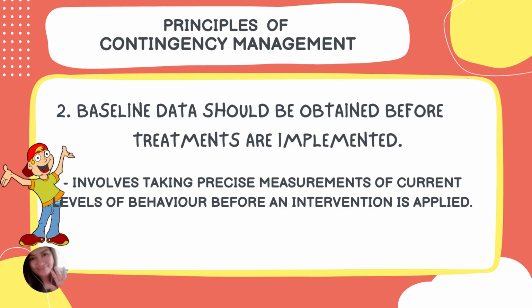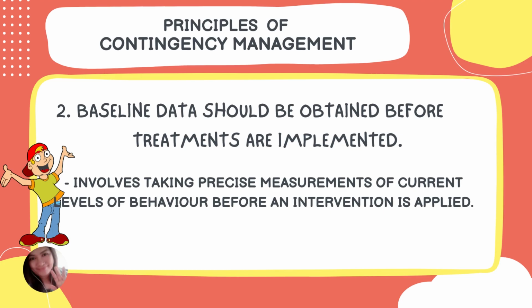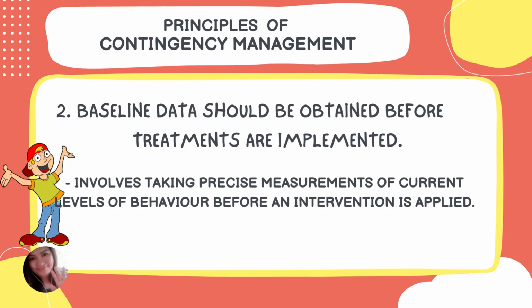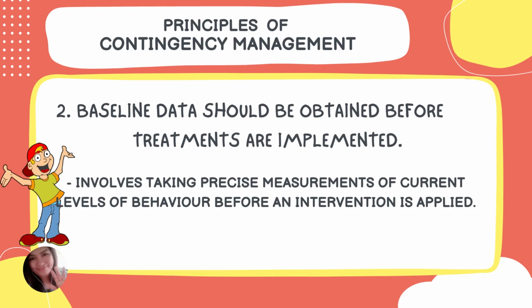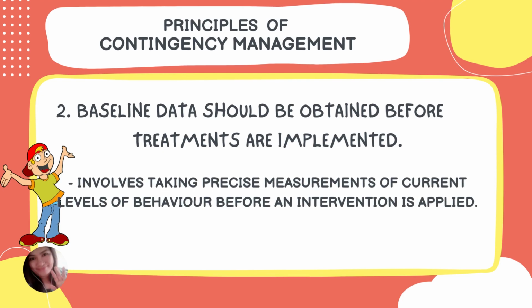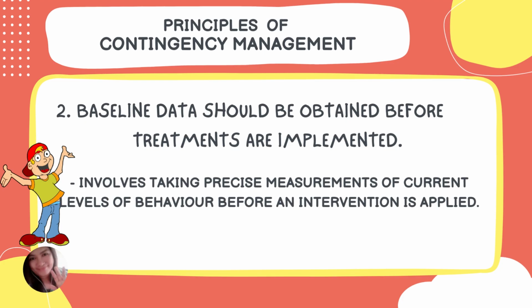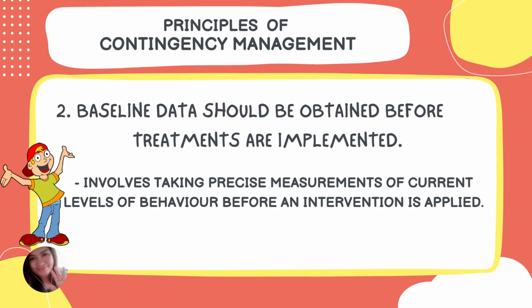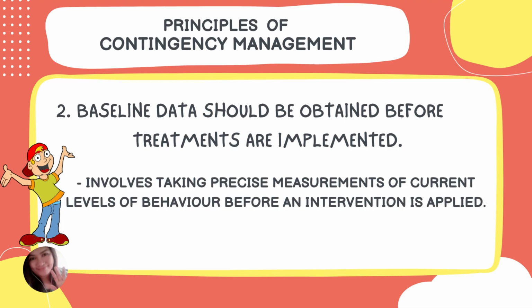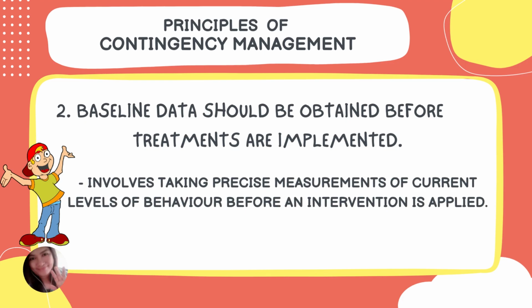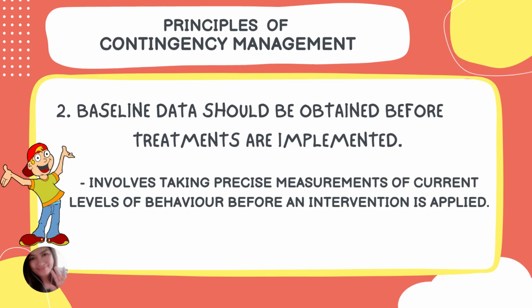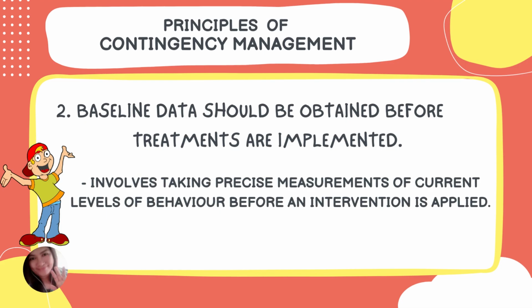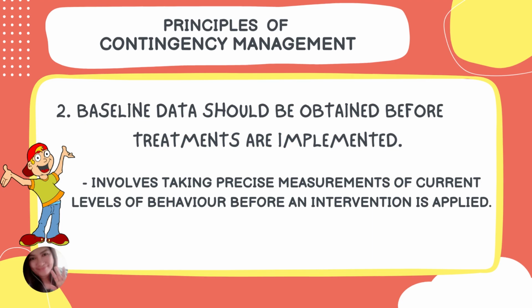Number 2, baseline data should be obtained before treatments are implemented. This stage involves taking precise measurements of current levels of behavior before an intervention is applied. A schedule for recording the target behavior should be determined. If appropriate, a stopwatch can be used for timing the occurrence of target behaviors. The frequency of behaviors over a set time period can then be recorded. The data collected over this initial measurement period form a baseline.